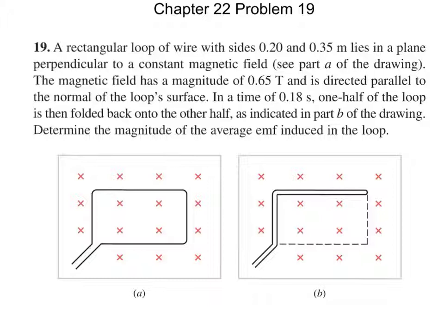In a time of 0.18 seconds, one half of the loop is then folded back onto the other half, as indicated in Part B of the drawing. Determine the magnitude of the average EMF induced in the loop.